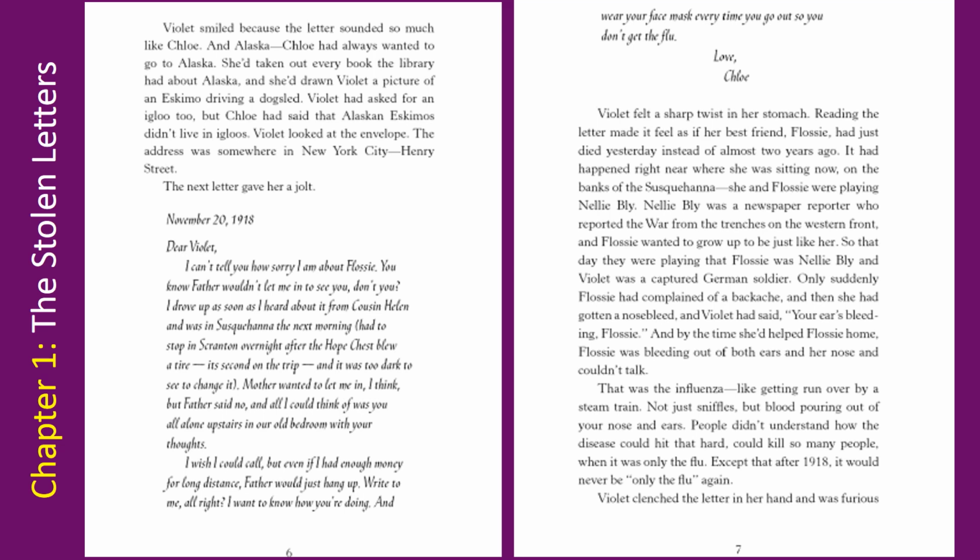And Violet had said, "Your ear's bleeding, Flossie." And by the time she'd helped Flossie home, Flossie was bleeding out of both ears and her nose and couldn't talk. That was the influenza, like getting run over by a steam train. Not just sniffles, but blood pouring out of your nose and ears. People didn't understand how the disease could hit that hard, could kill so many people when it was only the flu. Except that after 1918, it would never be only the flu again. Violet clenched the letter in her hand and was furious. Turn the page.